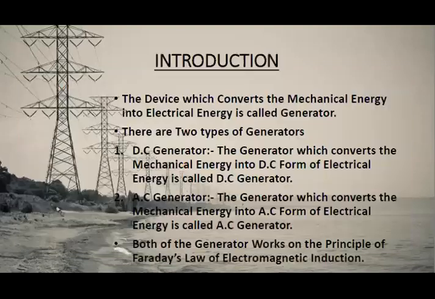So coming to the introduction. Initially, the electromagnetic generator was invented by a British scientist, namely Michael Faraday, in the year 1831. A DC generator is an electrical device used for generating electrical energy. The main function of this device is to change the mechanical energy into electrical energy.